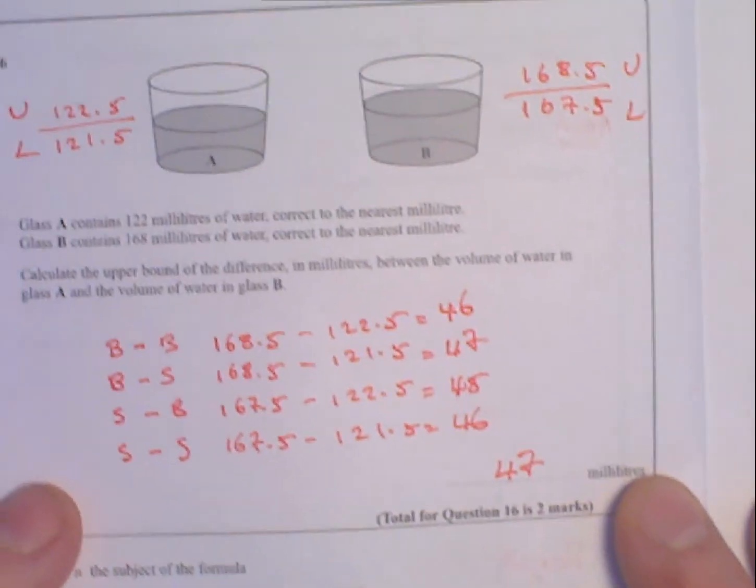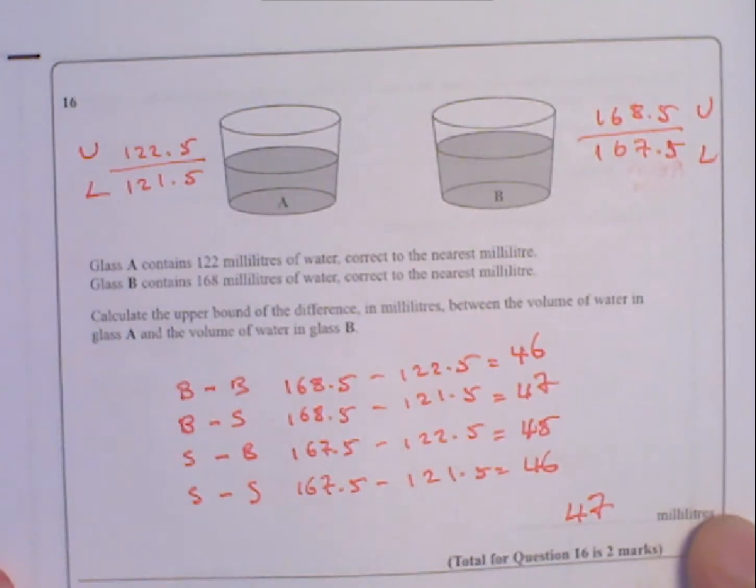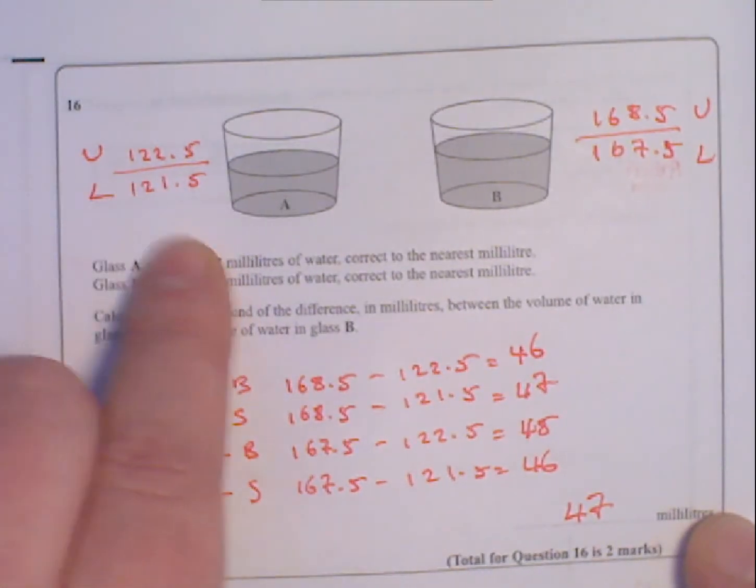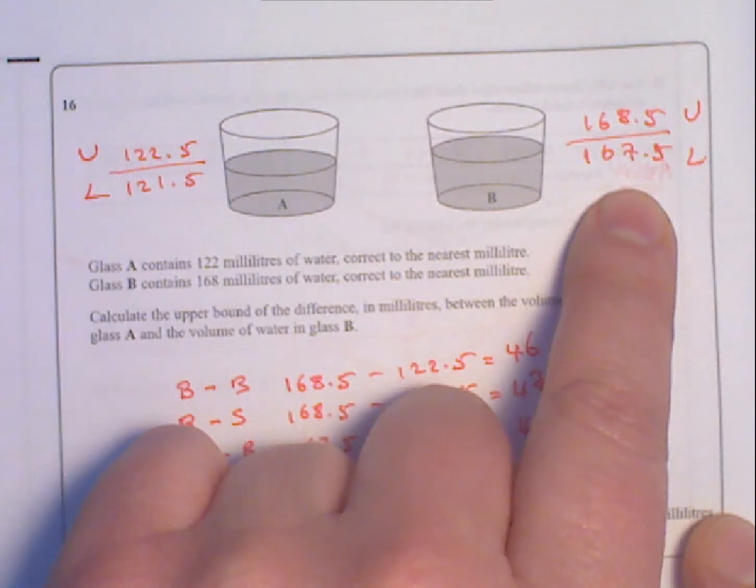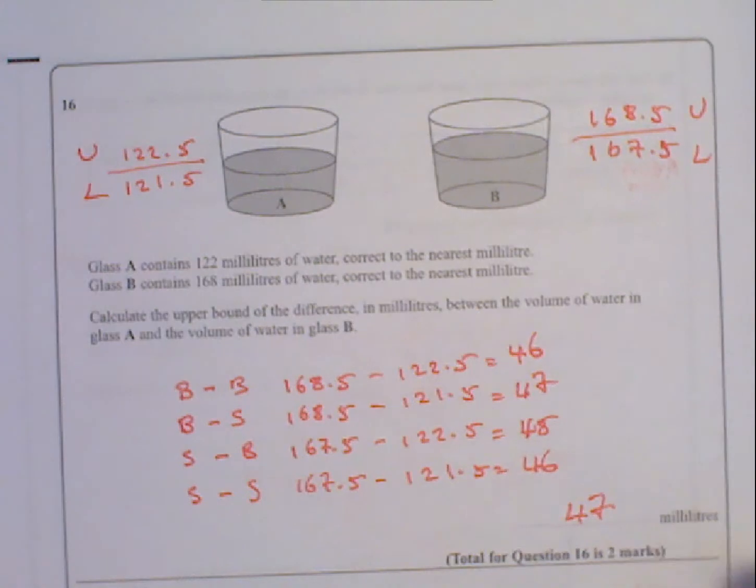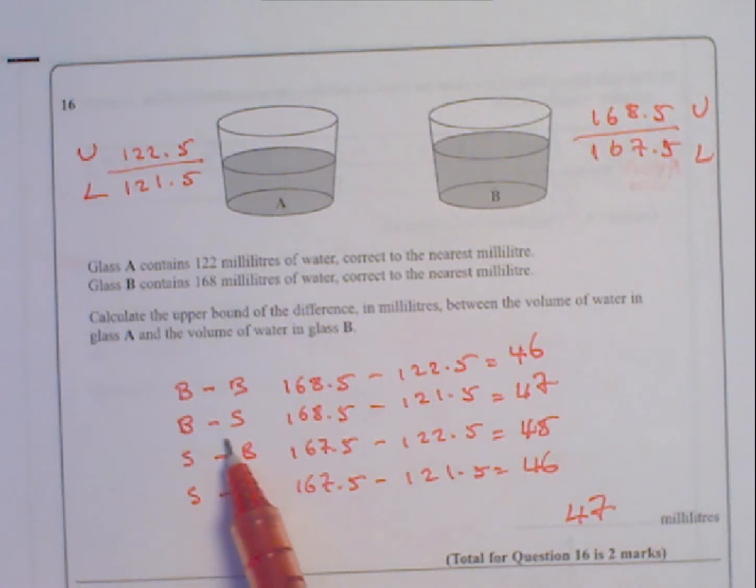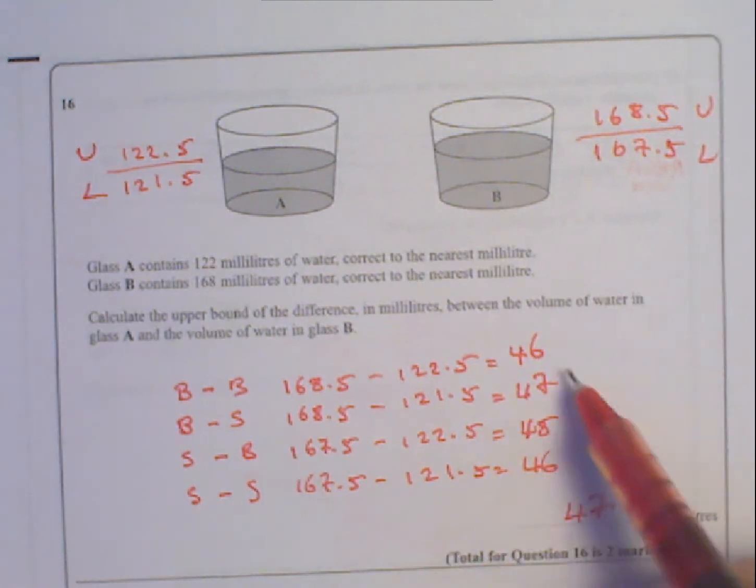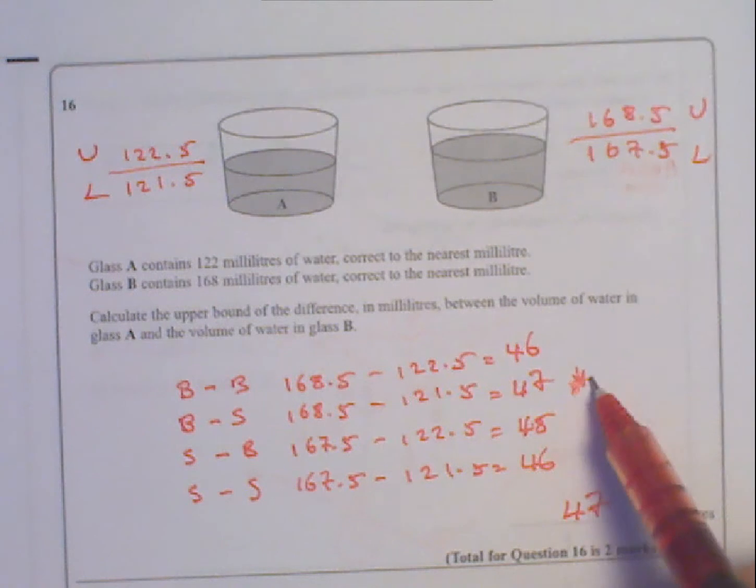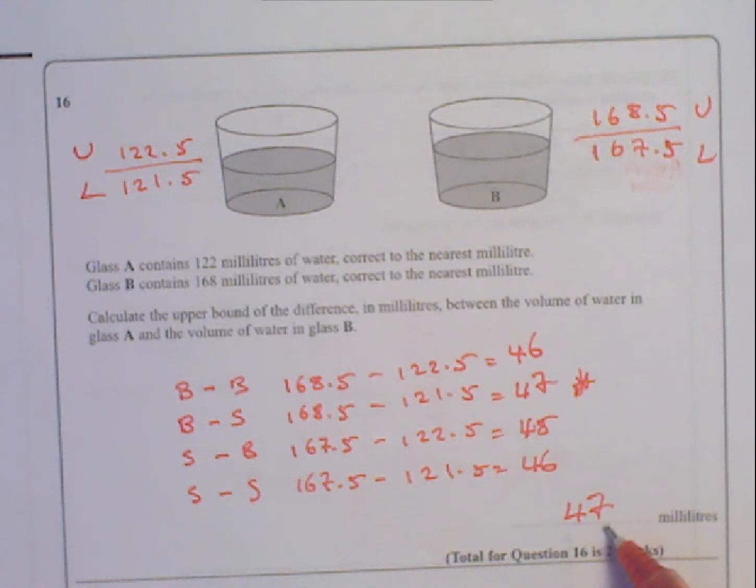And here we've got a bounds question, and I've written the upper and lower bounds here. Just to show you, some of you have got an instinct that the biggest difference will be the big one take away the small one. But if you weren't quite sure, you could just work out all the different ways in which you could do the subtraction, and you can see that it's the big take away the small that gives you the largest difference.